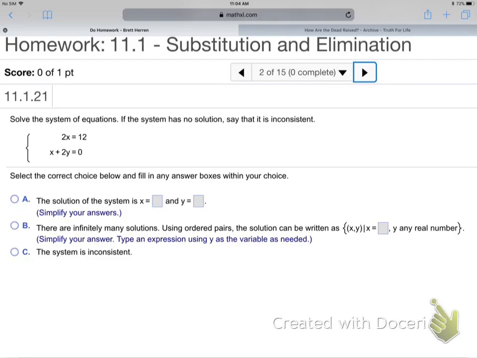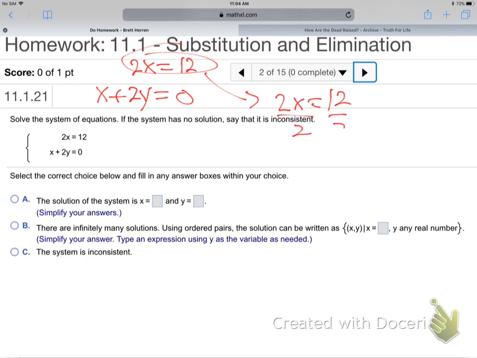Okay, so how do you solve this one for x and y? Can you all see that okay? So 2x is 12, x plus 2y is 0. What would you do first? Take care of the 2x. Yeah, look at that top equation. It's easy peasy, right? 2x is 12, divide by 2, x is 6.